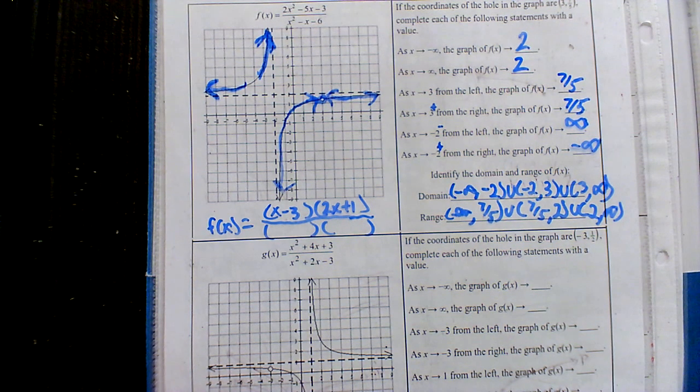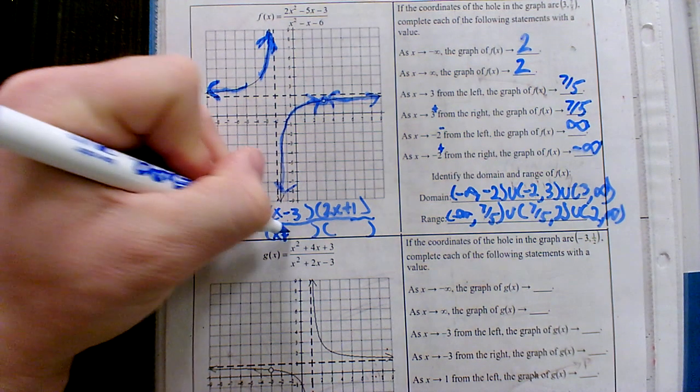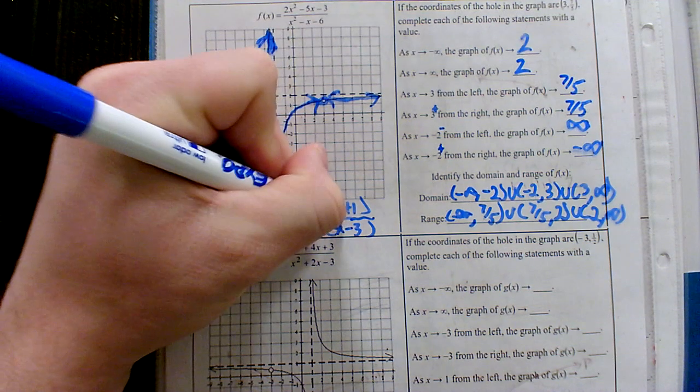Who has the bottom? Who has the bottom factored? Rebecca? Okay, x plus 2, x minus 3.